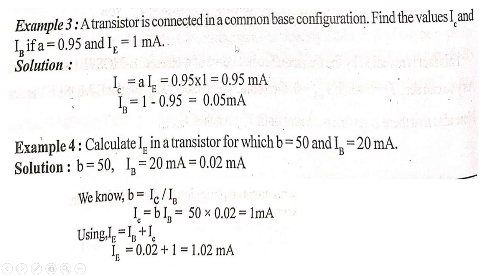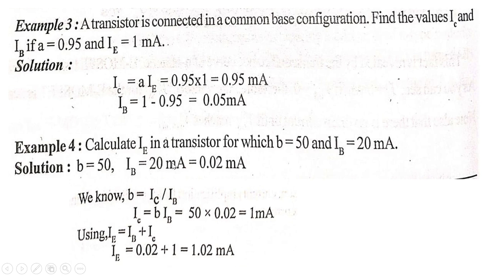A transistor is connected in a common base configuration. Find the values of IC and IB if alpha equal to 0.95 and IE equal to 1 milliampere. So IC equal to alpha into IE, that is equal to 0.95 into 1, that is equal to 0.95 milliampere, and IB equal to 1 minus 0.95 equal to 0.05 milliampere.